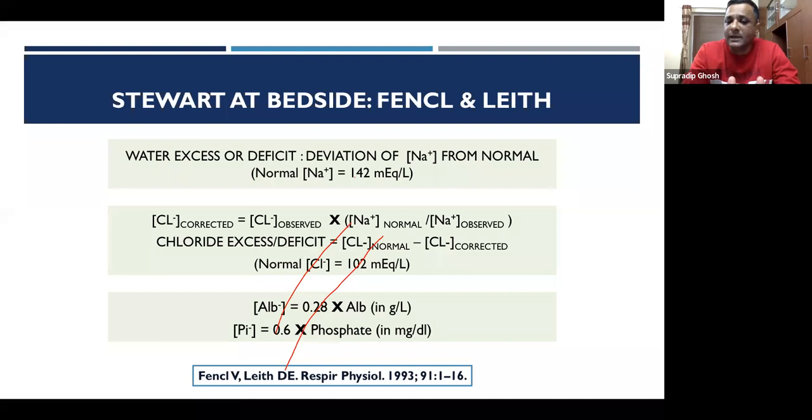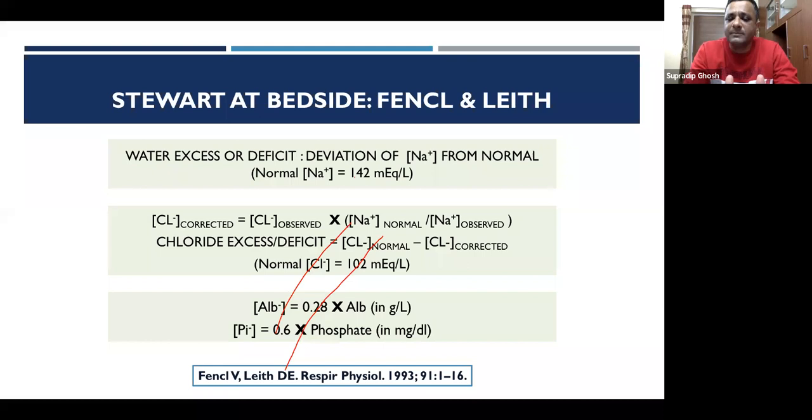Similarly, if your corrected chloride is less than 102, that means there is a metabolic alkalosis because of hypochloremia, what we see frequently after frequent episodes of vomiting.